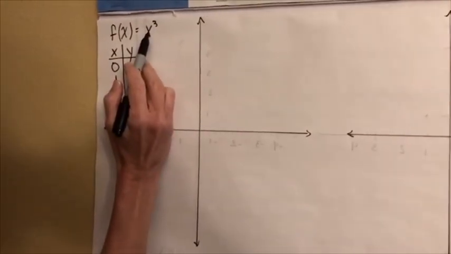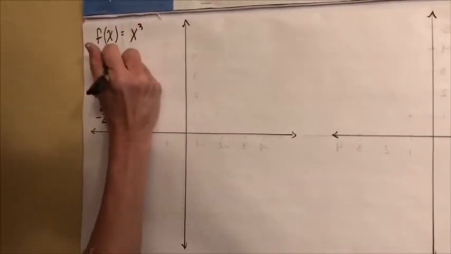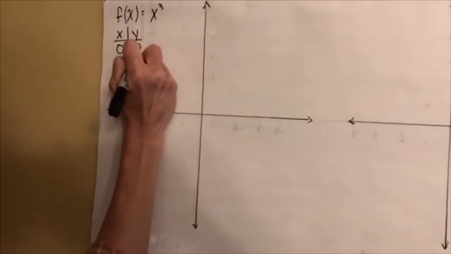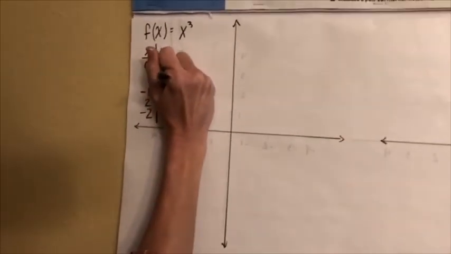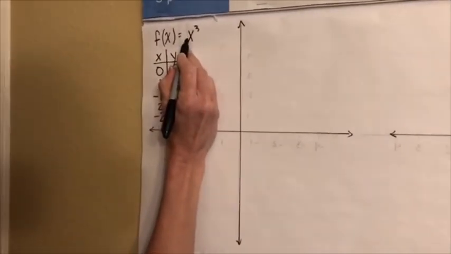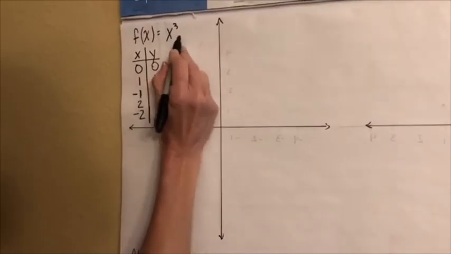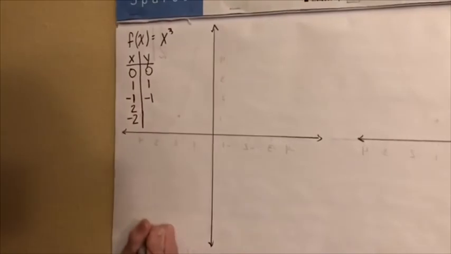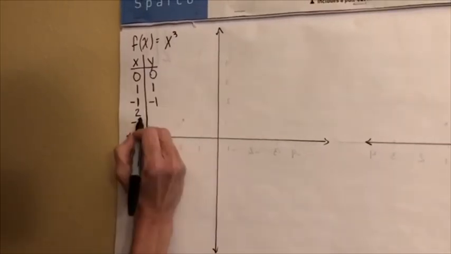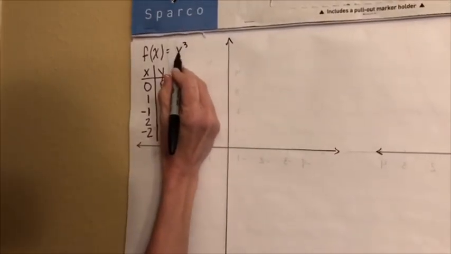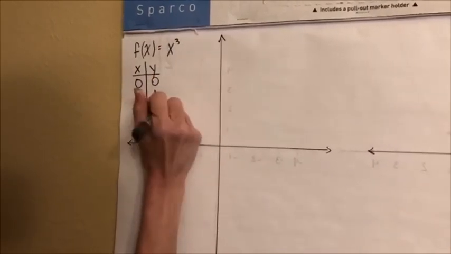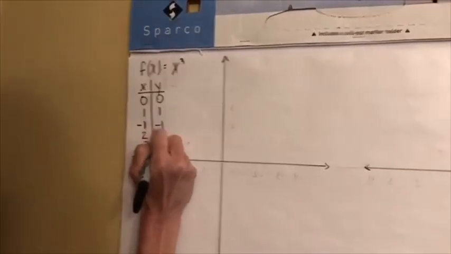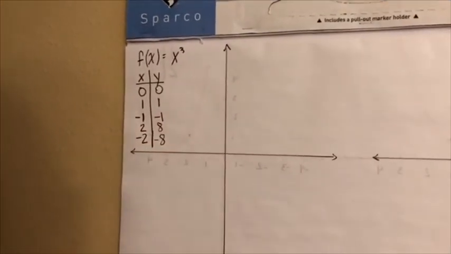When x is 0, y is 0. When x is 1, well, 1 cubed is 1, so there we go. But how about when x is negative 1? Negative 1 times negative 1 is positive 1, times negative 1 is negative 1. And let's just do a couple of extra so we get a better idea of what it looks like. 2 cubed is 8, and negative 2 cubed, once again, is going to be negative 8.